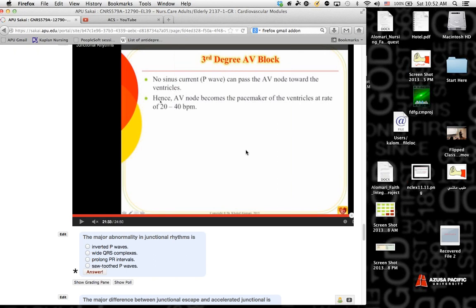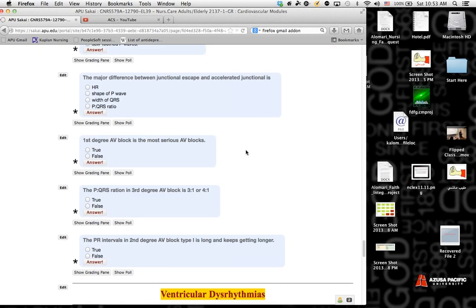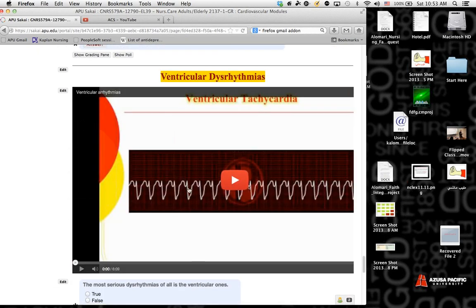Okay, PR to QRS, if there's a normal P, of course. If there's 1 to 1 PR to QRS, it's either sinuses or AV. What distinguishes between them depends on the PR interval. QRS: if the QRS is wide, it's most likely ventricular. And then for the two ventricular ones, just by looking at them, a wide QRS that's regular and wide looks like this.